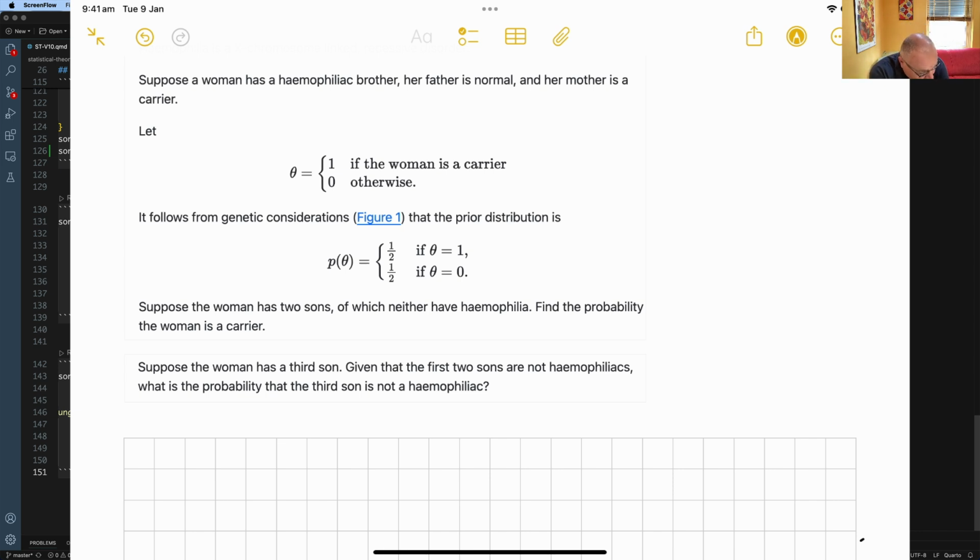So this woman has 2 sons, of which neither have haemophilia. Find the probability the woman is a carrier. And then the next thing is, suppose the woman has a 3rd son. Given that the first 2 sons are not haemophiliacs, what's the probability the 3rd son is not a haemophiliac?